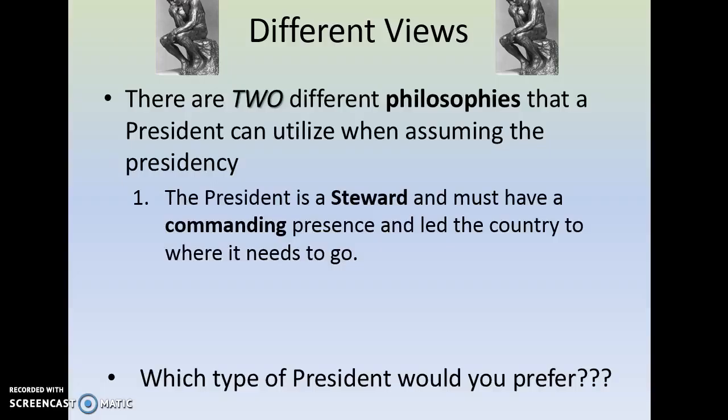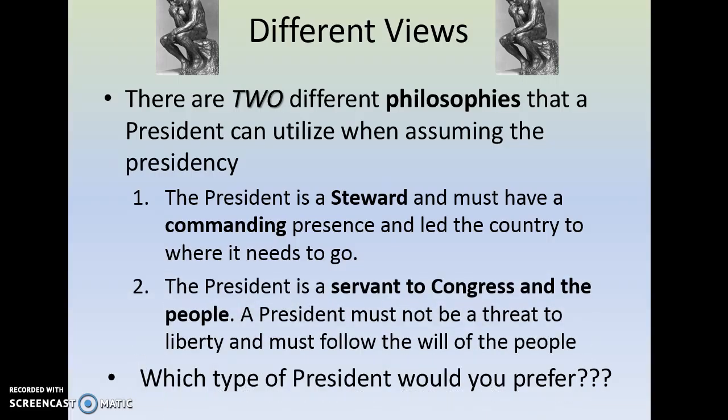Now, there are two general philosophies on how the president should do his job. One is the president is a steward and he should have commanding presence and lead the country where it needs to go. The other philosophy sees the president as a servant of Congress and the people, and he should just be there to enforce the laws that Congress puts into place.